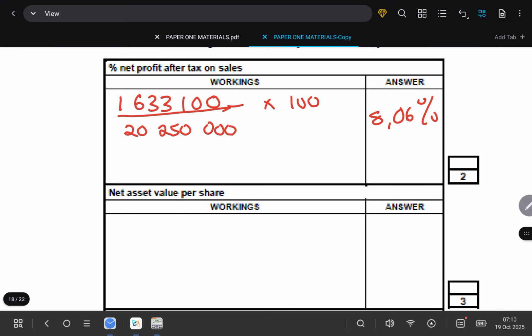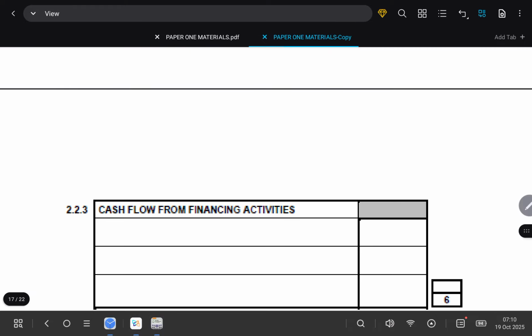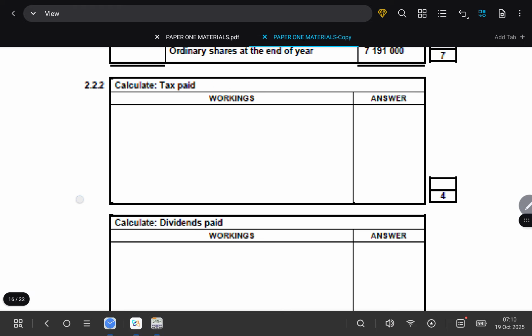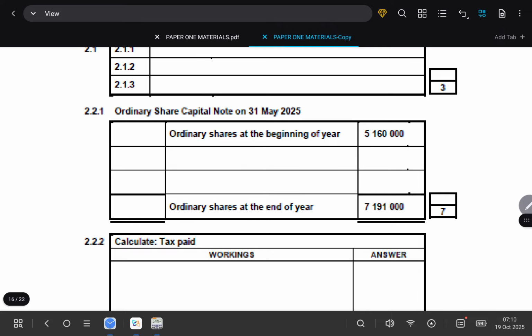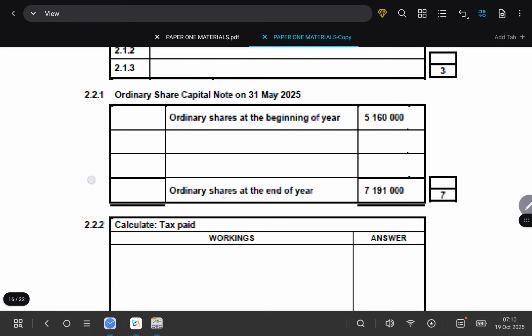Okay, so very important for you to be careful in terms of the basic calculations that you need to do. Next, they want us to calculate the net asset value per share. And then remember, in terms of net asset value per share, this one will work easy when you have done the information here. So I suggest that you need to do the ordinary share capital note first before you go there.